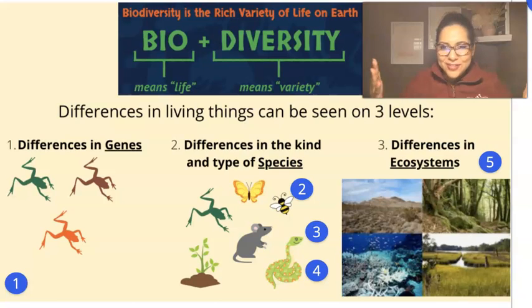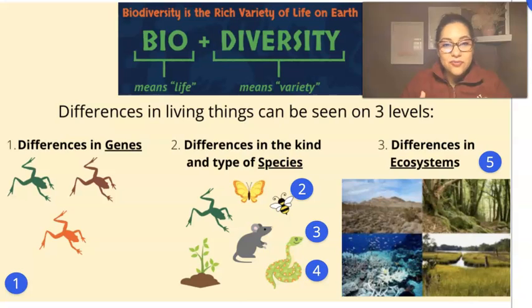So, biodiversity, what a fancy word, right? What does it mean? Well, let's look at the word itself and break it down. Bio means life, and diversity means variety. So, biodiversity is the rich variety of life on Earth.